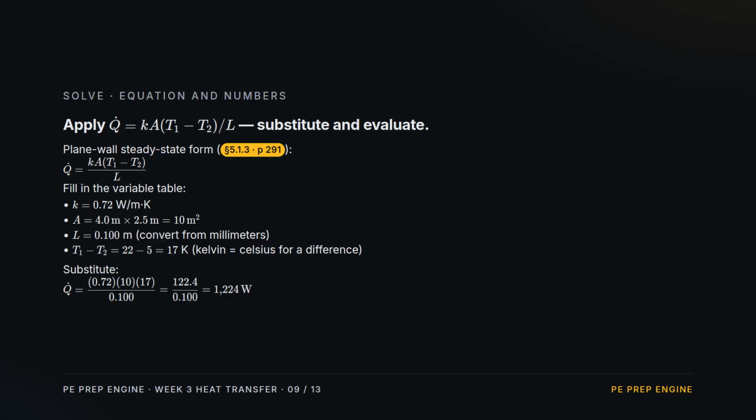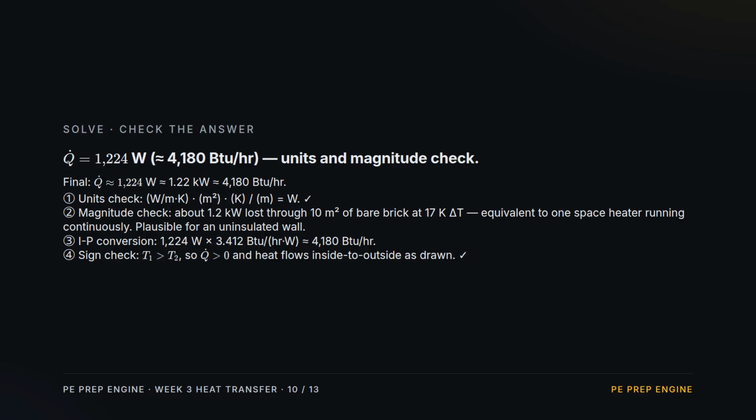Drop in the table values, minding the millimeter to meter conversion on the thickness, and Q dot lands on about 1224 watts. Sanity check it. 1200 watts through 10 square meters of bare brick is about one space heater running continuously. Plausible for an uninsulated wall. That's roughly 4180 BTU per hour. And the sign is positive inside to outside, exactly as drawn.